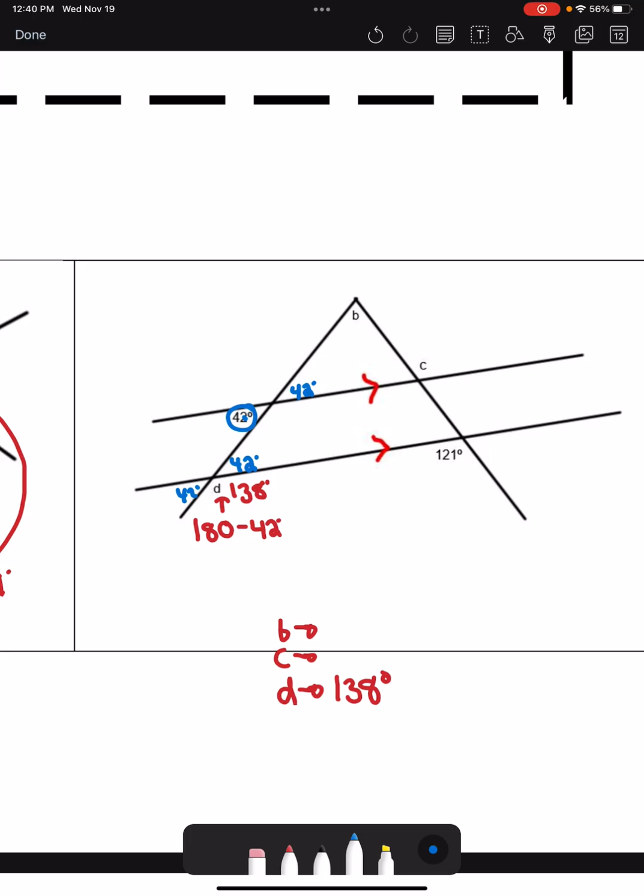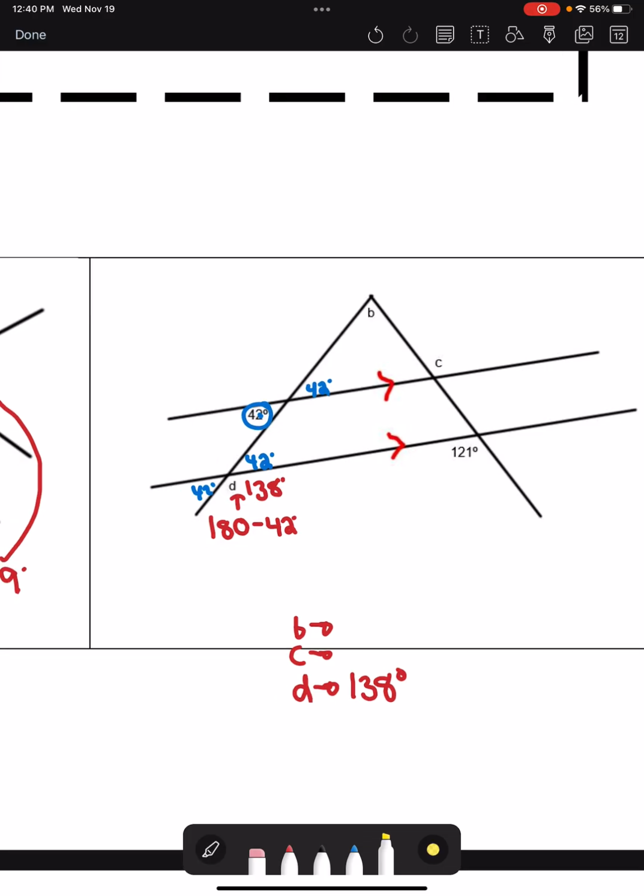Perfect. Let's move over to the other transversal, and sometimes I even like to highlight the transversal in different colors. Some kids like doing that, right? And then you could even use that zigzag effect. So if this is 121, this is 121, and this is 121, so therefore C would be 121. We can also see it's an opposite alternate exterior angle. So C is 121 degrees.